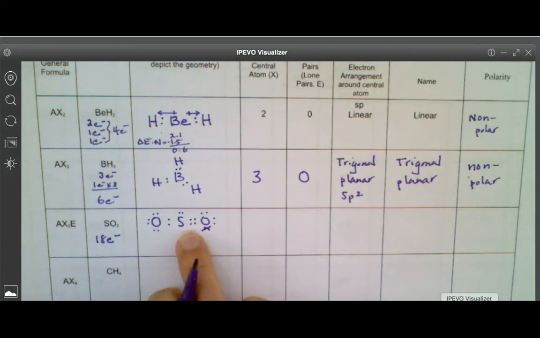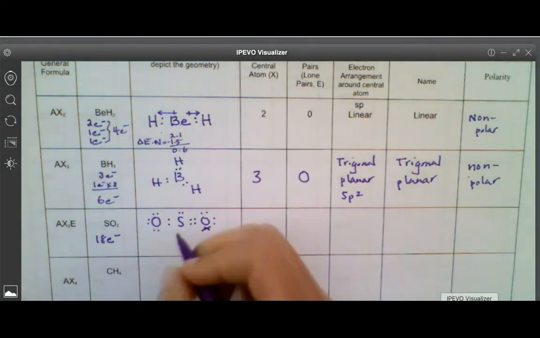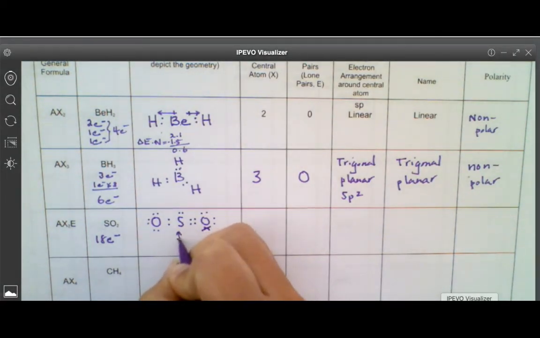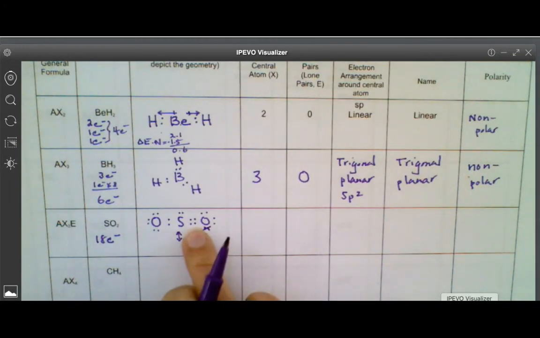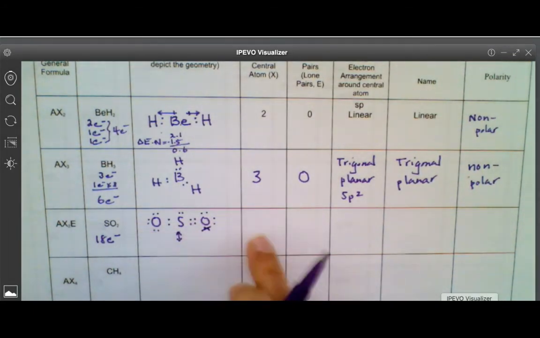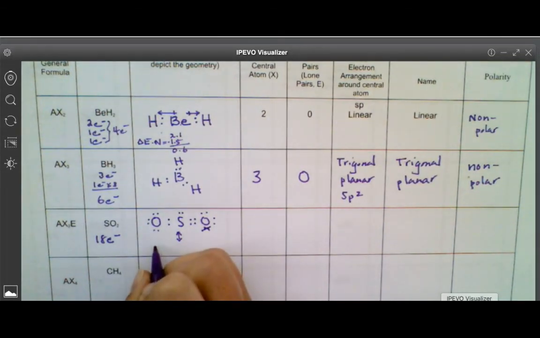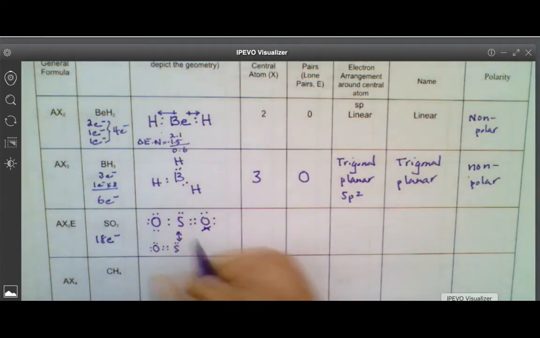Now, could I have done that on the opposite side? Absolutely. That's what we call resonance, when a double bond can basically happen on either side. So I'm going to show both scenarios right now, where the double bond could be on this side with the central atom having the one lone pair, okay? So this is an example of resonance.